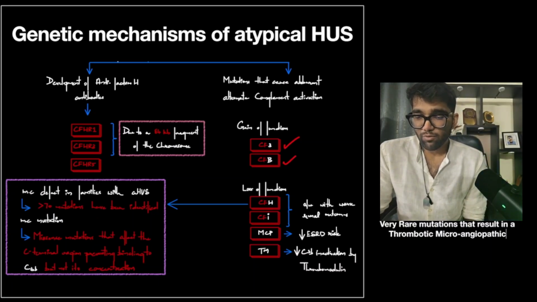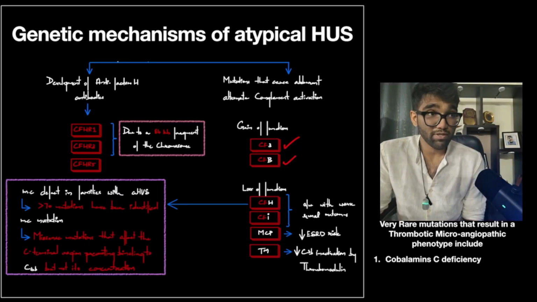Okay. Now, we have very rare mutations that can result in a thrombotic microangiopathic phenotype that have been also described, and therefore you should know that is cobalamin C.